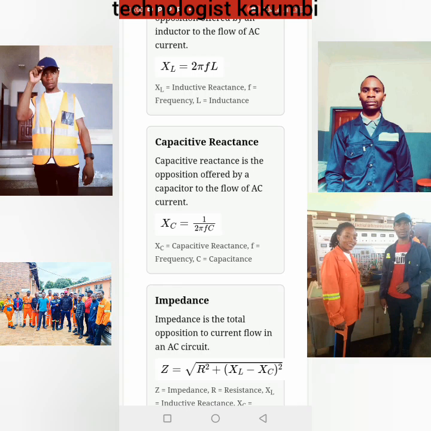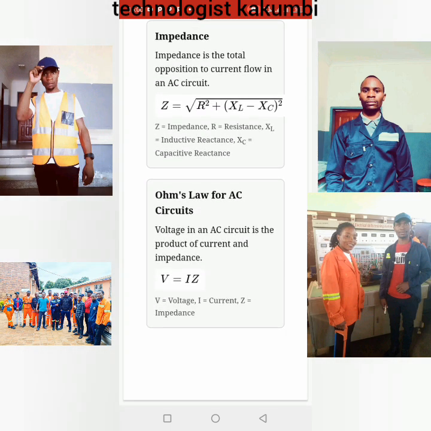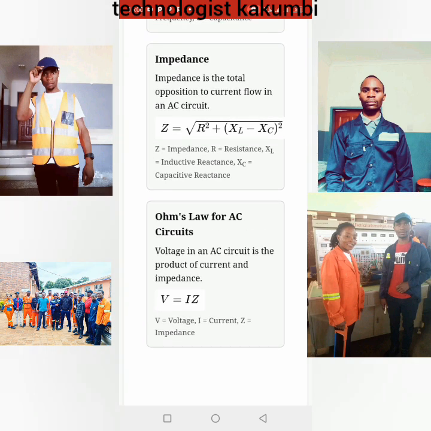When talking about capacitive reactance, it is the opposition offered by the capacitor to the flow of AC current. So this is the capacitive reactance formula, which is XC is equal to 1 over 2 pi FC. Understand these formulas. The next thing you need to know and to understand is where impedance is concerned.